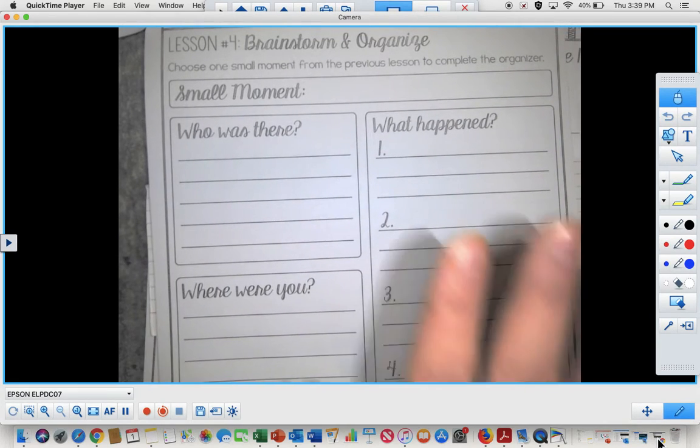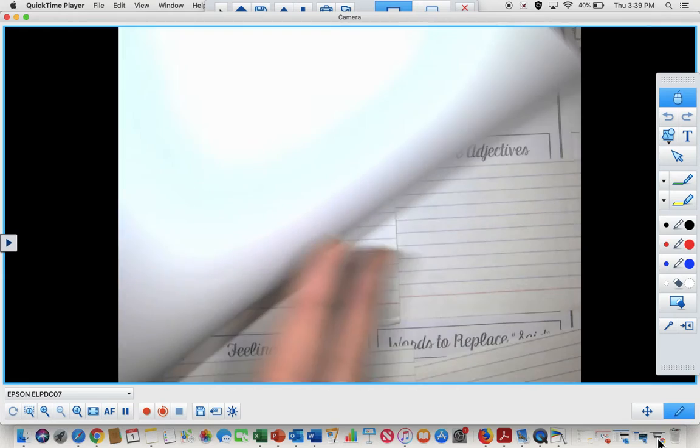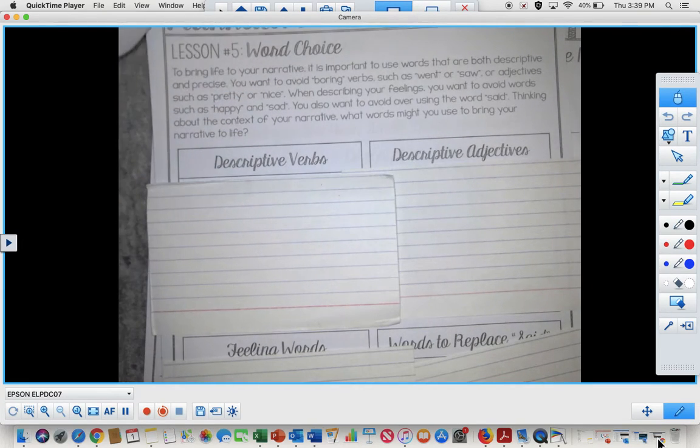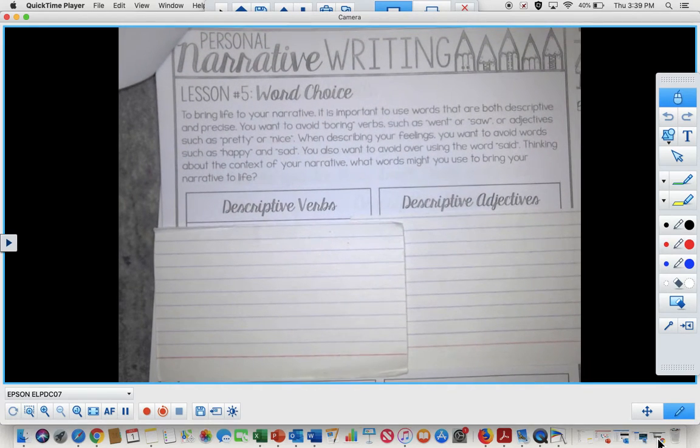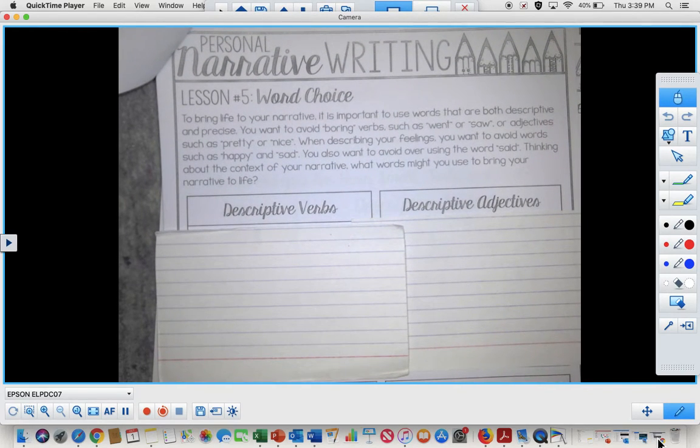Now we are moving on to lesson 5 of our writing unit, and we are going to be talking about word choice. Now you might be thinking, Miss Walsh, what do you mean by word choice? Well, exactly what it says, word choice. We're going to choose words very carefully to help bring our writing to life, to make it exciting, so our reader wants to continue reading our story.